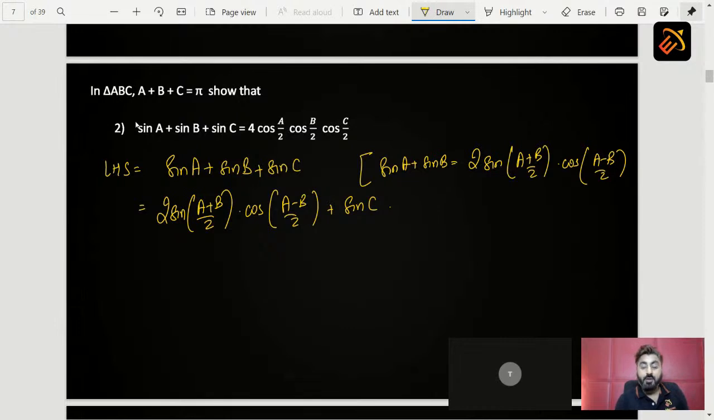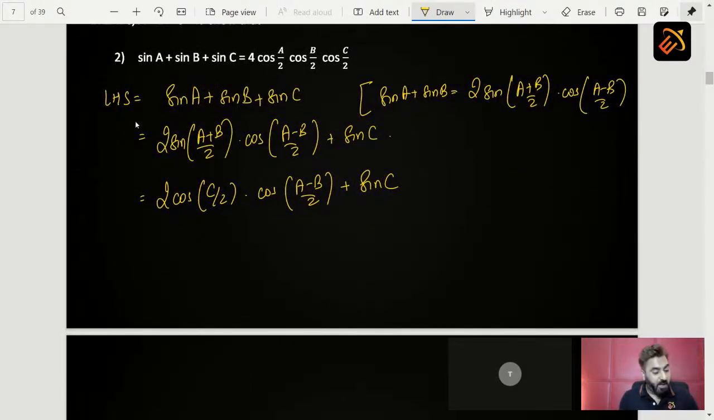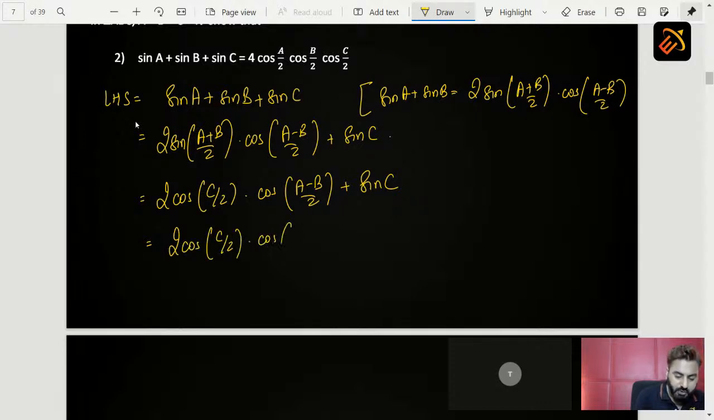Now students, we applied factorization, after that what do we need to do? After that we take the triangle law. So what is sin (A plus B)/2? Sin (A plus B)/2 becomes cos C/2. So this will become 2 cos C/2 into cos (A minus B)/2 plus sin C as it is. Now we got one C/2 and one C, so we will apply the half angle formula in your third term. So this will become 2 cos C/2 into cos (A minus B)/2 plus what is sin C? It is 2 sin C/2 into cos C/2.